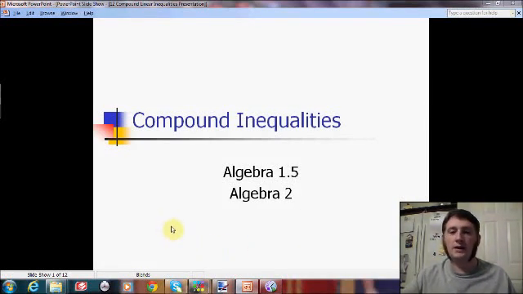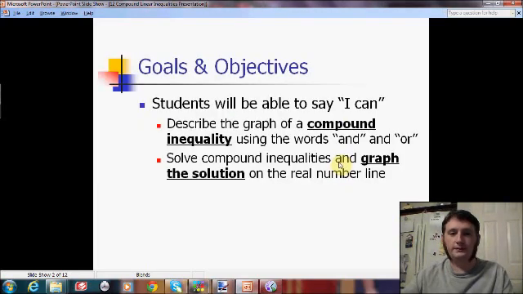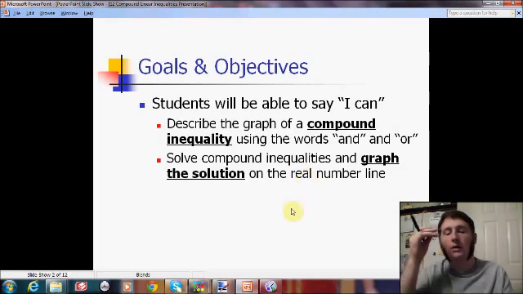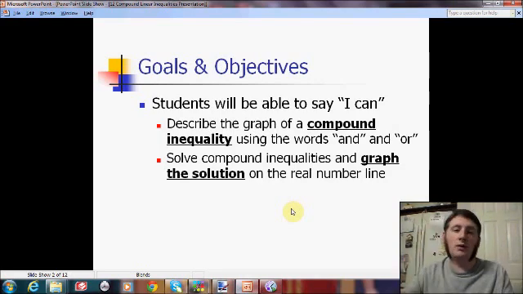Alright, in this next lesson, suddenly our inequalities aren't so simple anymore. I accidentally left out the word linear here. They're still going to be linear for now, but they're going to be something called compound inequalities. And so the goals are to be able to talk about the graph of a compound inequality using the words and or or. And then we're going to graph compound inequalities, and we're going to solve compound inequalities to create the graph, so on and so forth.